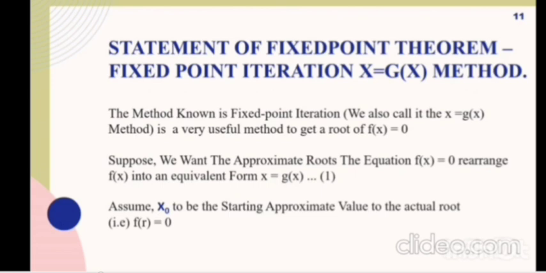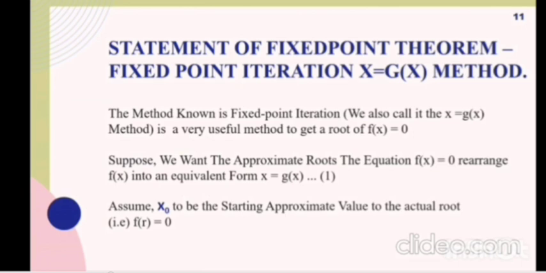First, we are going to solve an algebraic or transcendental equation by the fixed point method. Let me first introduce the statement of the fixed point theorem. This method is known as fixed point iteration, and we write it as x = g(x). It is a very useful method to get the root of f(x) = 0. Suppose we want the approximate root of the equation. Rearrange f(x) into an equivalent form x = g(x). Assume that x0 is the starting approximate value of the actual root r, that is, f(r) = 0.